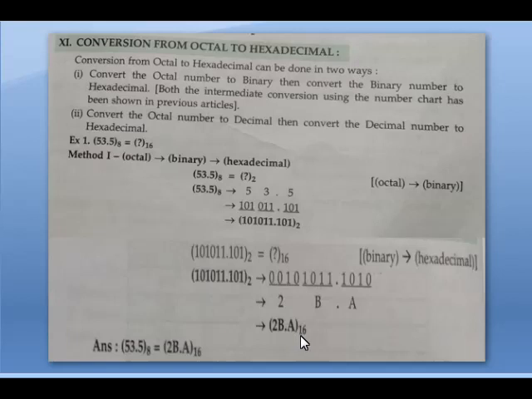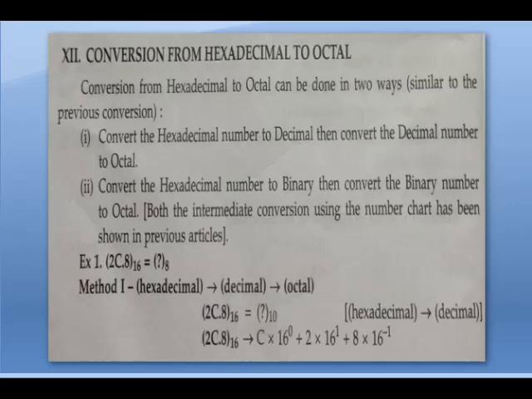Okay students, next one is how to convert a number from hexadecimal to octal. First we studied octal to hexadecimal. Octal to hexadecimal means first convert the octal number to binary, then binary to hexadecimal. Here, hexadecimal to octal: first we have to convert the number from hexadecimal to decimal, then to octal.